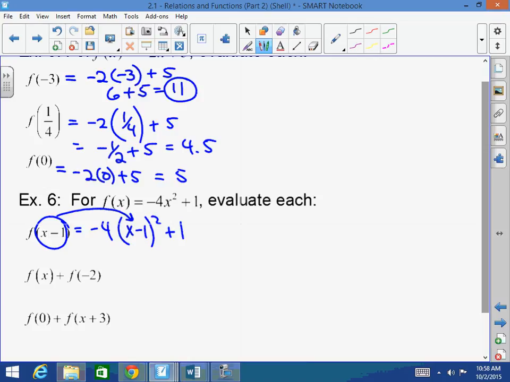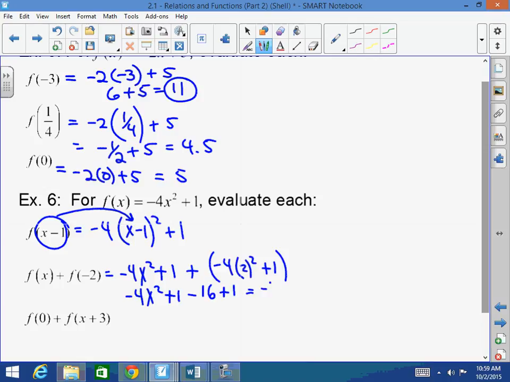What if I said f of x plus f of negative 2? Well, this is going to be f of x, which is negative 4x squared plus 1, plus f of negative 2, which is negative 4 times 2 squared plus 1. So this would be negative 4x squared plus 1 minus 16 plus 1, which would equal negative 4x squared. 1 plus 1 is 2, minus 16 is negative 14.